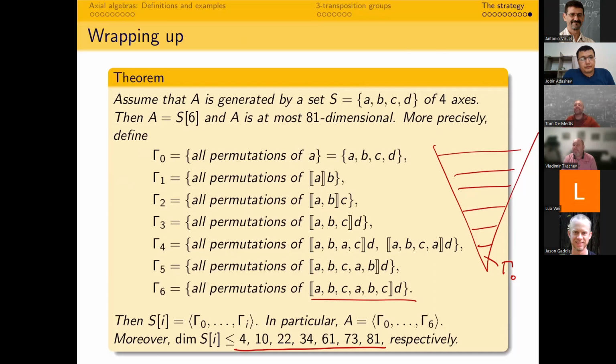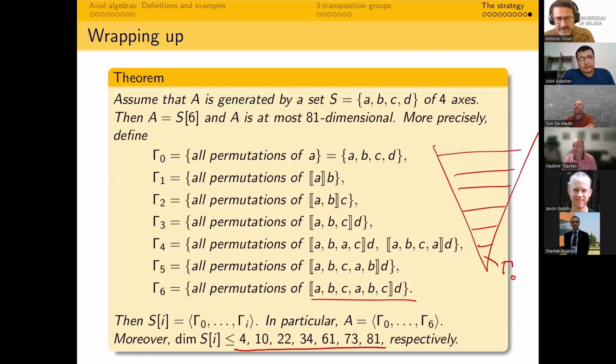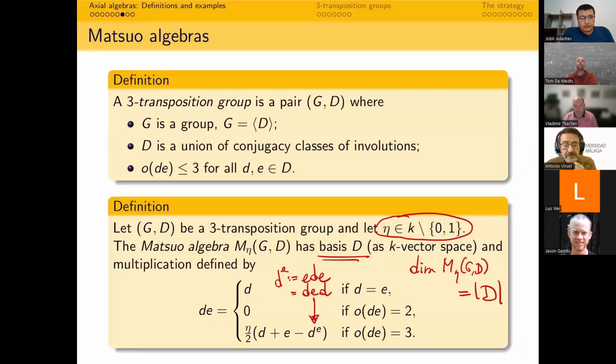Hi. So when defining these axial algebras, how close are you to the three-transposition group you start with? I mean, the group acts here by conjugation, right? I can maybe try to go back to the relevant slide. Yeah, this is the one where I defined the Matsuo algebra. The group G acts on this algebra by just conjugation on the basis, right? Exactly, you stay inside the same conjugacy class.